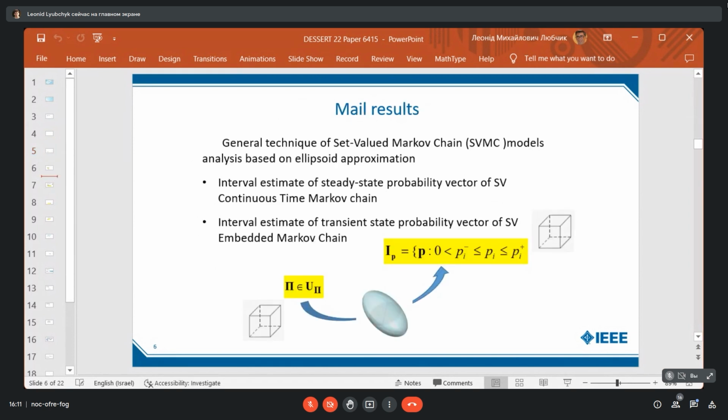So, the main results of our work, from our point of view, are a general technique of set-valued Markov chain models analysis based on ellipsoid approximation. We solved two problems. First, the interval estimate of the steady-state probability vector of a continuous-time Markov chain, and another problem, the interval estimate of the transient state probability of an embedded Markov chain in discrete time.